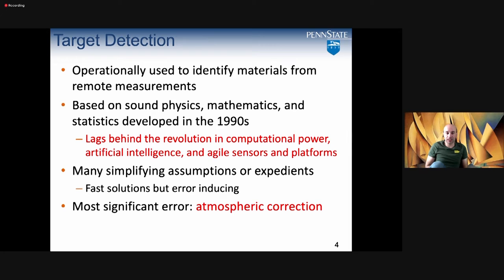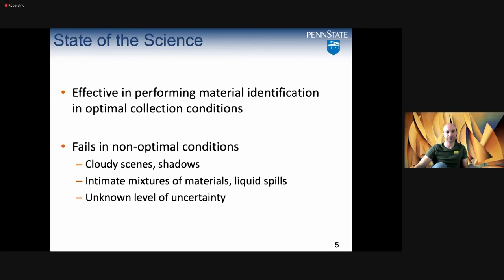And the most significant error is the atmospheric correction. So we say in remote sensing, we're either looking at the atmosphere or we're looking through the atmosphere. So no matter what our target is, whether it's a solid, a liquid, or a gas, we do have to very precisely characterize the atmosphere. The state of the science is effective in performing identification in what we call optimal conditions. However, we do know that it fails in non-optimal conditions, for example, when we have clouds, when there are shadows, or when we have a mixture of materials, for example, a liquid that spills over a solid.